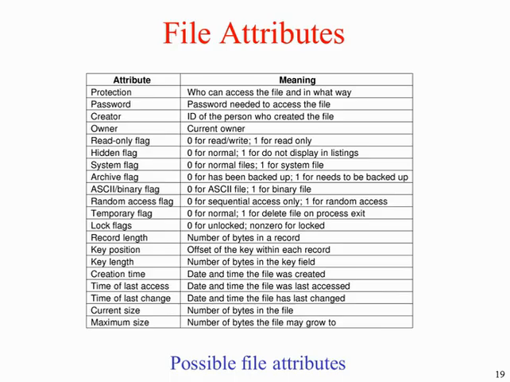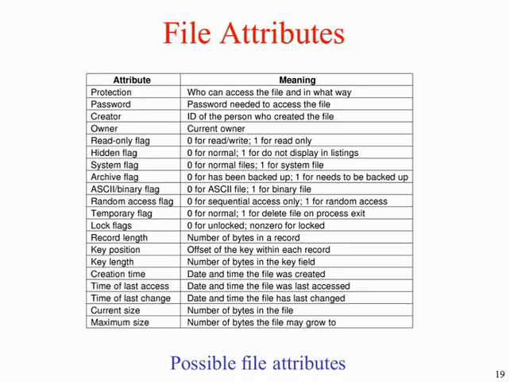Now connected with files, there are many attributes associated with them. One attribute is the protection mechanism used, which determines who can access the file and in what way. Then you have the password attribute, where you can set a password so that anyone who wants to access the file has to provide the password to open it. Then you have the creator attribute, which gives the identity of the user who created the file. Then owner, who is the current owner.